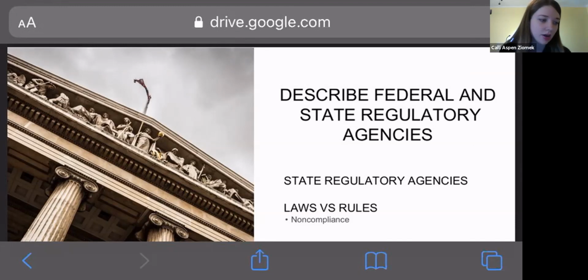So then you have the state regulatory agencies. These are the ones that actually determine whether or not you can have your license. So in the state of Texas, it is TDLR, the Texas Department of Licensing and Regulation. These are the people that decide what are warnings, fines, what you get put on probation for, suspension. They're the people that can revoke your license. It is all decided by TDLR.